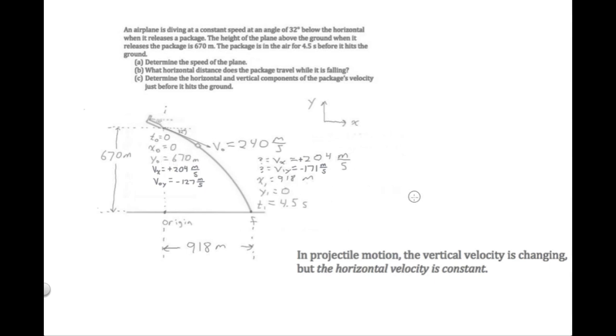Notice here again we used the idea that although the horizontal velocity was constant, in projectile motion the vertical velocity was changing. That's why this number and this number are different. And common sense tells us that this number should be greater in magnitude than this one. And that's how it came out.